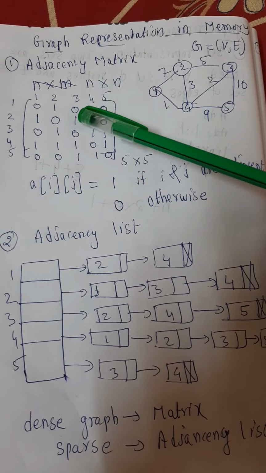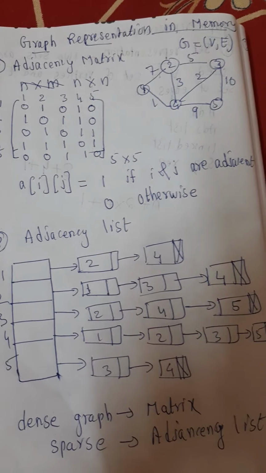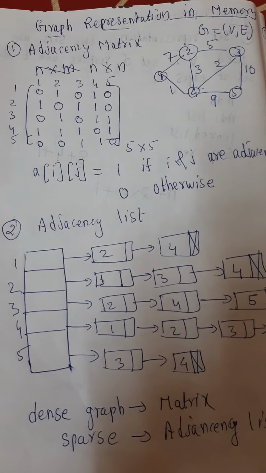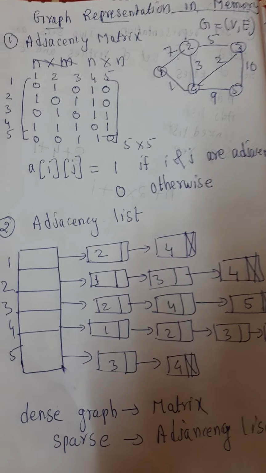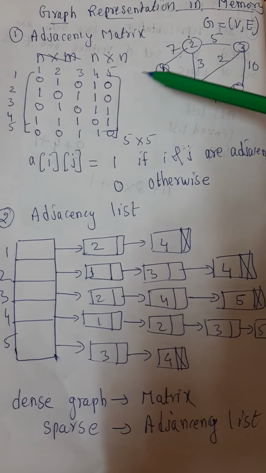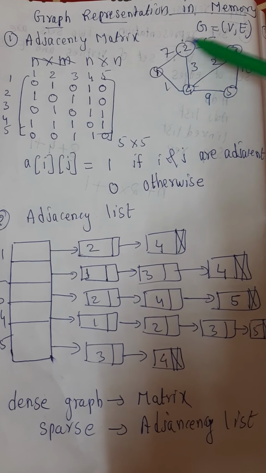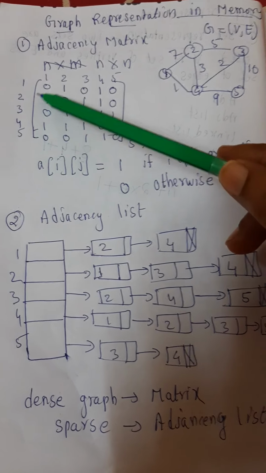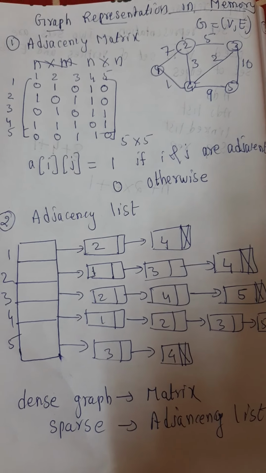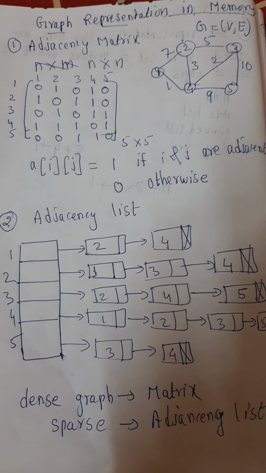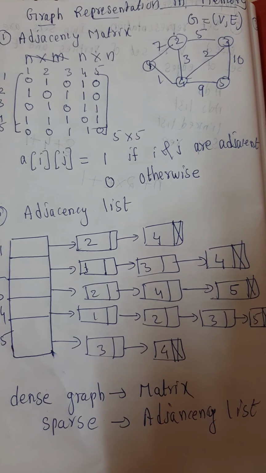The first method is the adjacency matrix. An adjacency matrix is a square matrix. What does a matrix consist of? It consists of rows and columns. If you observe, how many vertices do you have here? 5 vertices. That means you will have 5 rows and 5 columns. If you have an edge, you represent it with 1. If you don't have an edge, you represent it with 0.